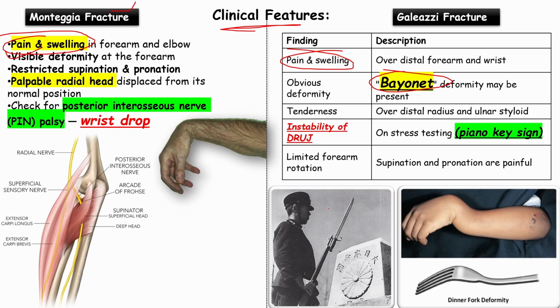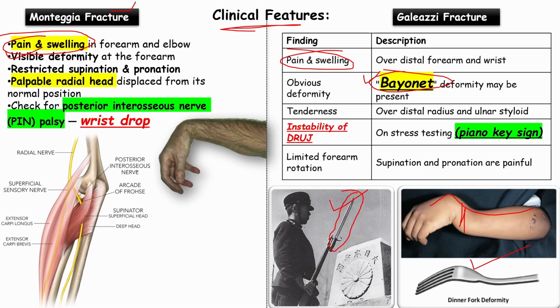You can see here there is a soldier holding a gun, and there is a bayonet, the knife held at the top of the gun. So this bayonet deformity is something like the dinner fork deformity that is usually seen in Colles fracture. But Colles fracture is different, and this one is different. In Colles fracture, there is no dislocation of the radioulnar joint.